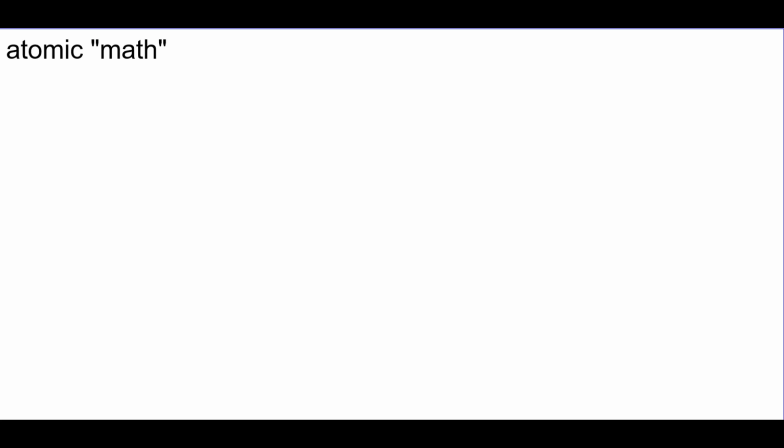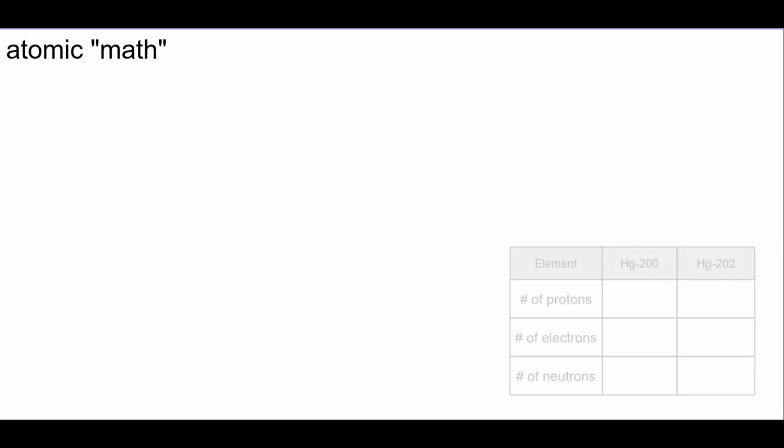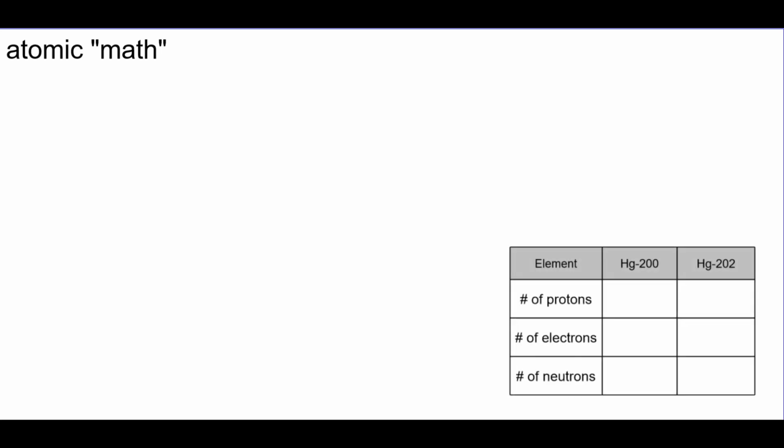Basically, we need to be able to figure out the number of protons, neutrons, and electrons in any atom that we're dealing with. Now, I've got a small table set up down here. You can go ahead and copy it in, and then we'll fill it in as we go.